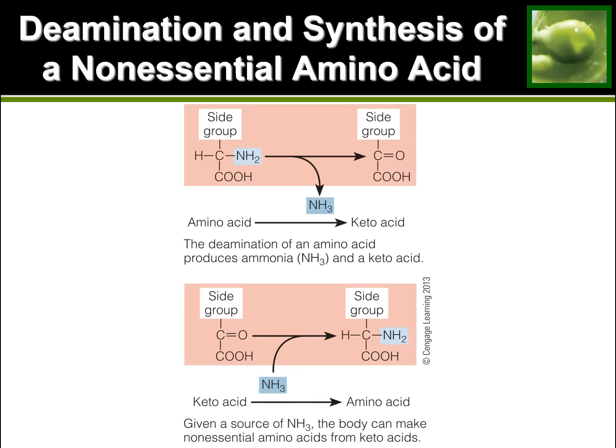So when we deaminate, we create ammonia, and then the leftover structure that we have, that is missing the hydrogen and missing the amine group, that is what we call a keto acid. So a keto acid is the result of deamination. When we deaminate, we are releasing ammonia, and we're left over with a structure called keto acid. Those are the two byproducts.